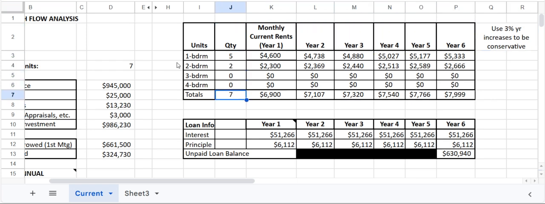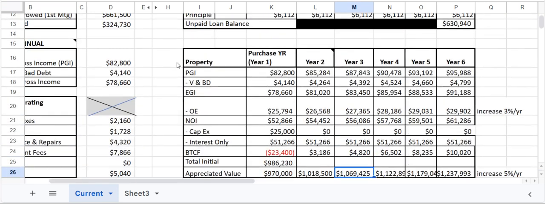So again, it depends how you want to structure your model. As you can see here, my total monthlies were 6,900 for year one, move up to 7,100 in year two, continue moving to 7,320 in year three, so on and so forth. But again, I've been very consistent in my rental growth of using 3%.